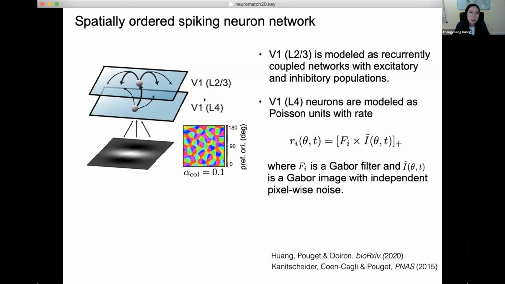Here we can measure the information content of the neurons in the second layer, and look at how the information depends on the different spatial scales of the connections in the network.